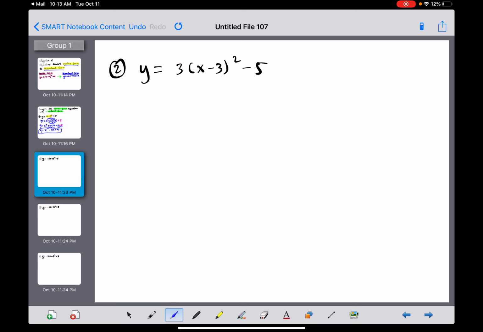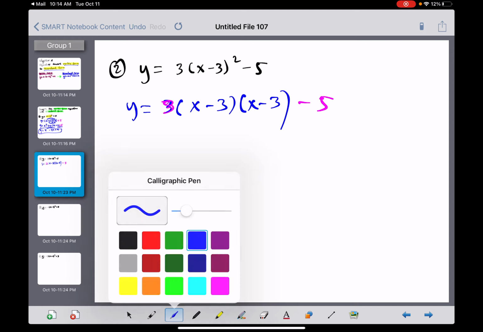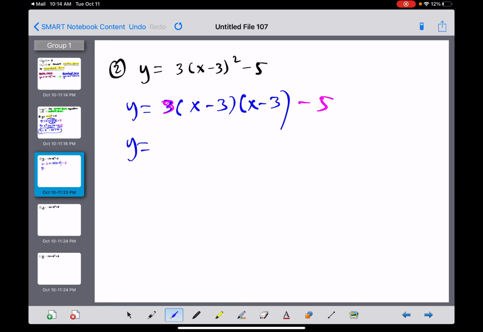Okay, same thing as before. We're going to split the parenthesis out into 2. And then we're going to bring down the negative 5. And this 3 right here, let's see. Okay, now we're going to multiply out the blue part, okay? Ignore the pink part for now.